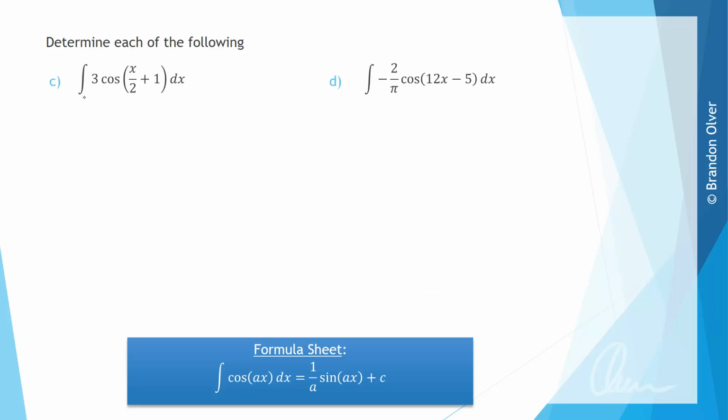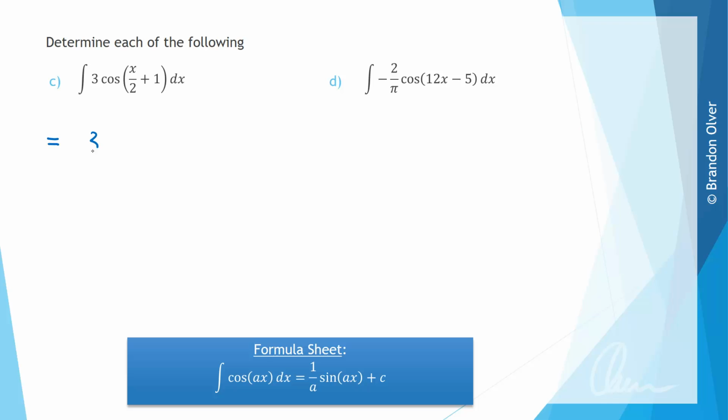For part C, we have the integral of 3 times cos of x divided by 2 plus 1 with respect to x. And this formula on the formula sheet can actually be extended to cos of any linear expression, so ax plus b, if you like to think of it like that.